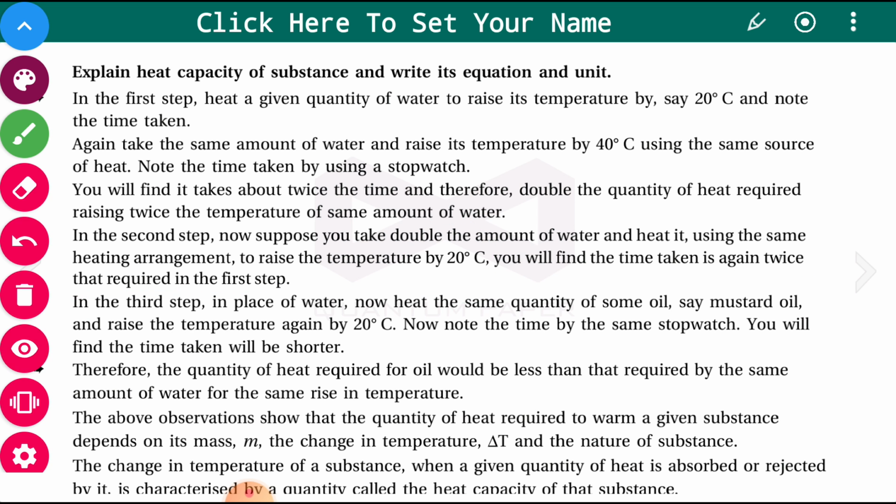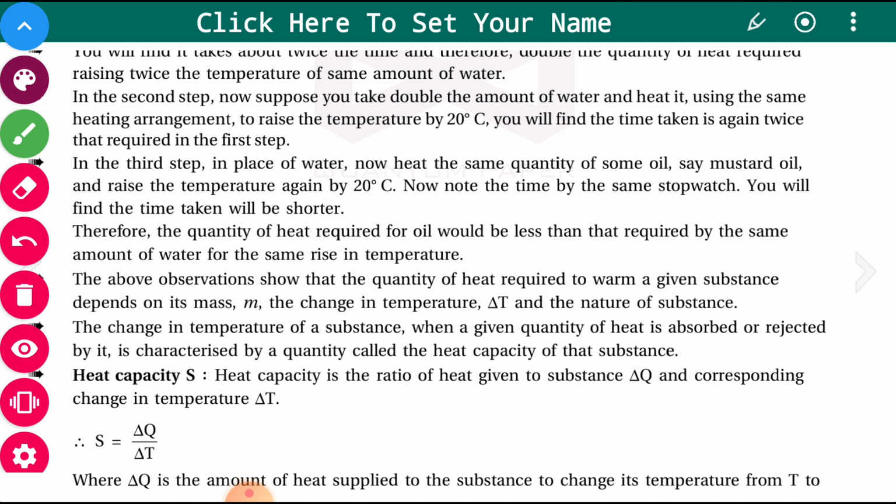Now in the third step, third activity, in place of water, heat the same quantity of some oil, say mustard oil, and raise its temperature by 20 degrees Celsius. So 100 gram mustard oil you have taken, changing its temperature by 20 degrees Celsius. Note down the time with the help of the stopwatch, and we'll find that the time taken will be shorter. Therefore, the quantity of heat required for oil would be less than the quantity of heat required to raise the same temperature of water.